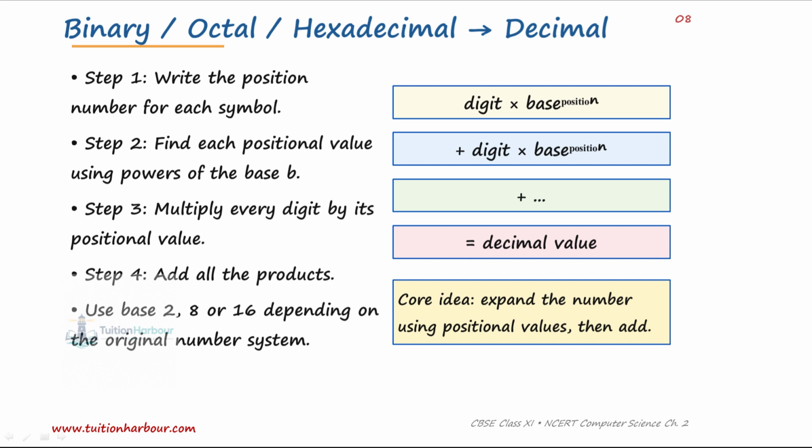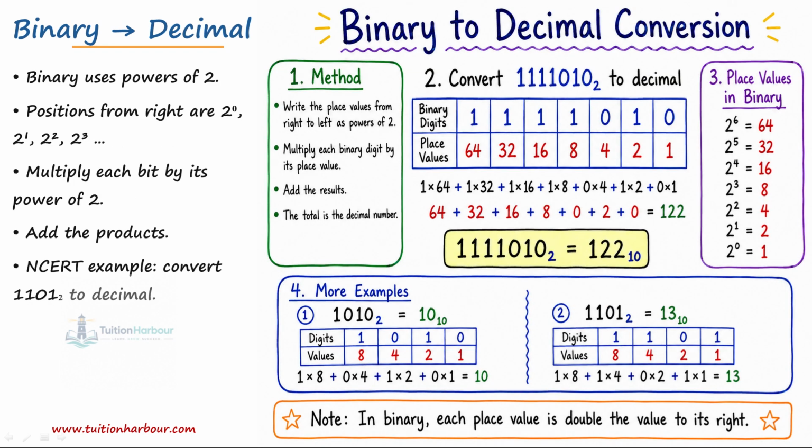To convert binary, octal, or hexadecimal to decimal, use positional values. Multiply each digit by the base raised to its position, then add all the products. For 1101 binary, use powers of 2. 1 times 8 plus 1 times 4 plus 0 times 2 plus 1 times 1 gives 13. So 1101 binary equals 13 decimal.